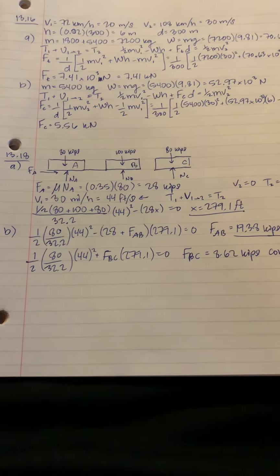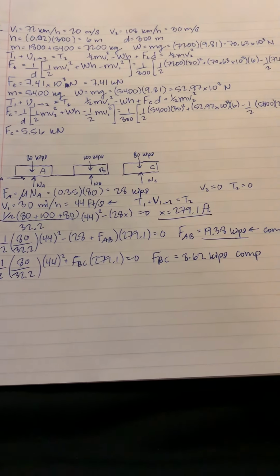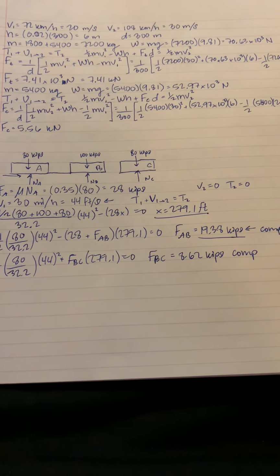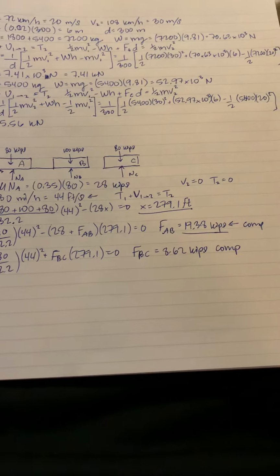Okay, this one, let's see what we're looking for: distance x, and then the force of AB in kips, and then the force of BC was 8.62 kips. Both were compression.